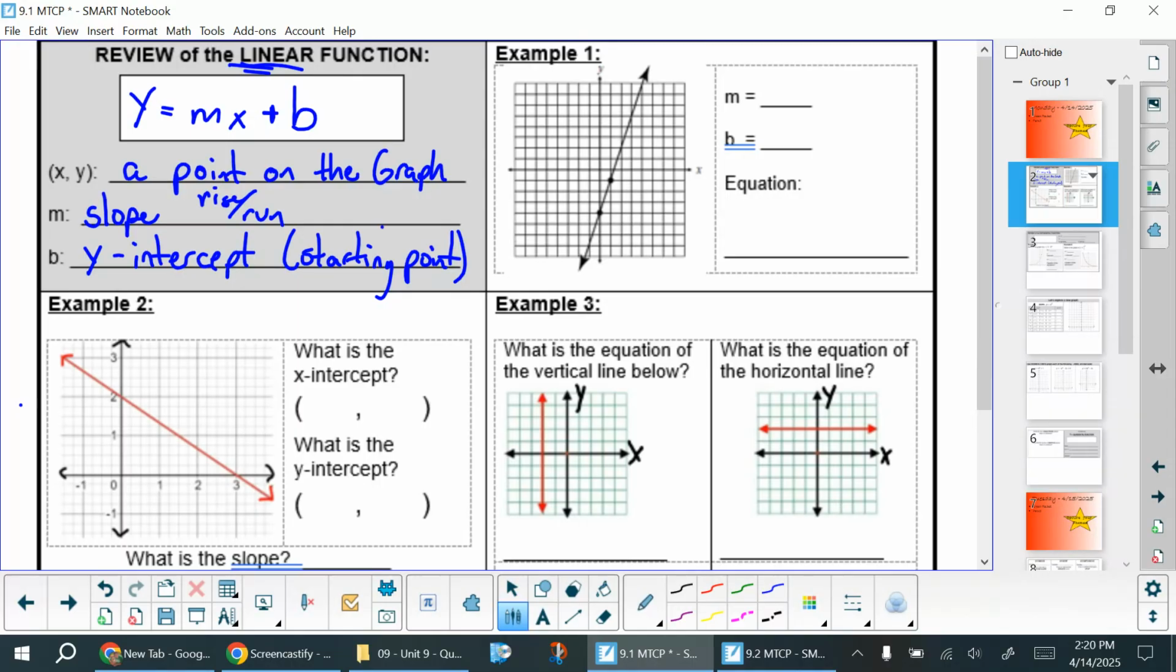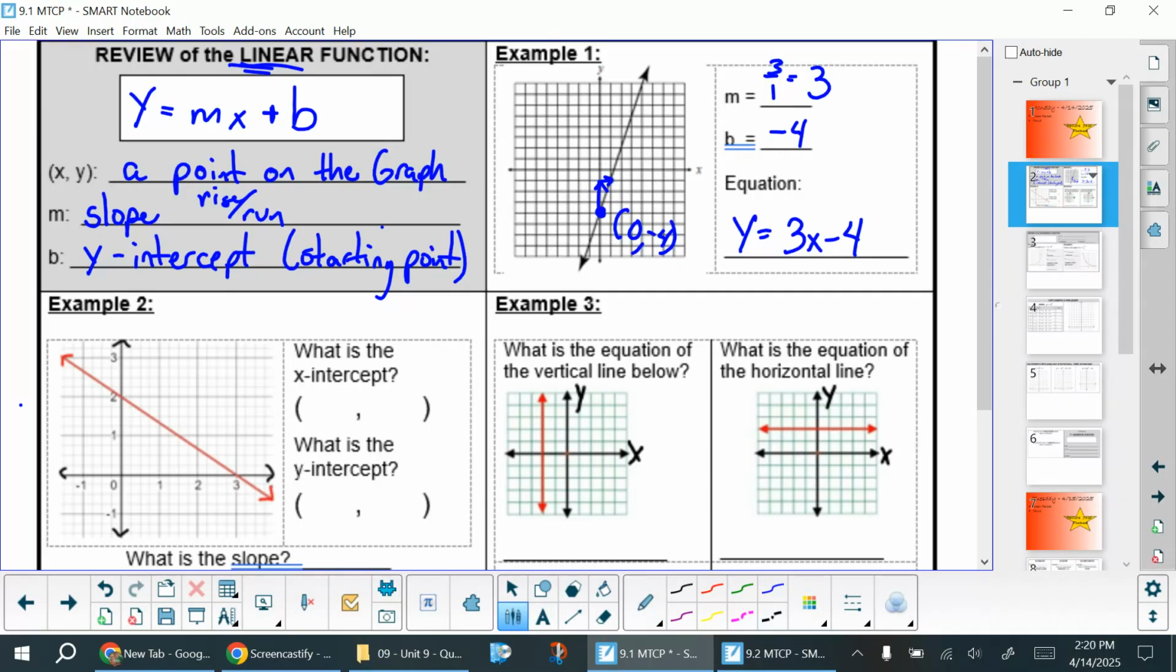Okay, so in this one, finding the slope, I'm going to start at one point, do my rise and my run, and I went up 3 over 1, so my slope would be 3. My y-intercept is the point where I cross the y-axis, so that would be the point (0, -4), and -4 is my b. And so my equation, y equals 3x minus 4.